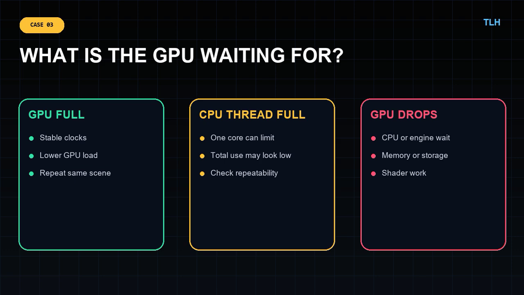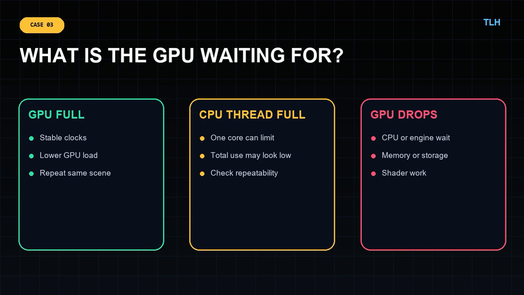If the GPU stays near full utilization with stable clocks, and lowering resolution or a graphics-heavy setting improves the same test, the graphics workload is probably the current limit. If one or more CPU cores are saturated, the game can be CPU limited even when total CPU use is far below 100%. If GPU utilization drops during the frame time spike, the graphics card may be waiting for the CPU, memory, storage, shader work, or the game engine. That drop is not automatic proof that the graphics card is weak. Change one load at a time and look for a repeatable response.